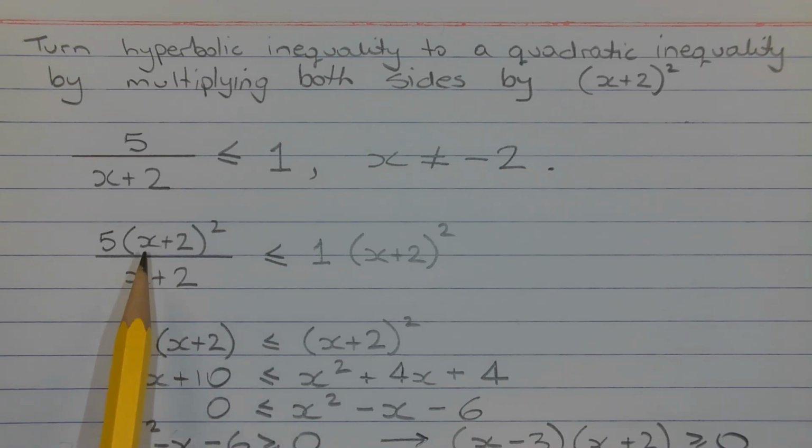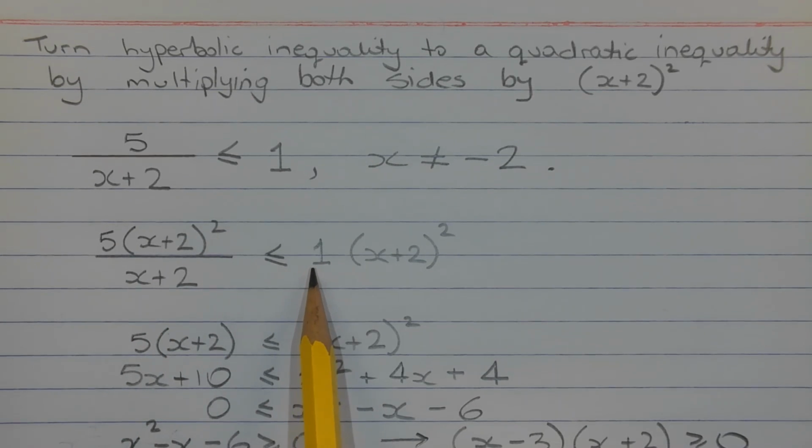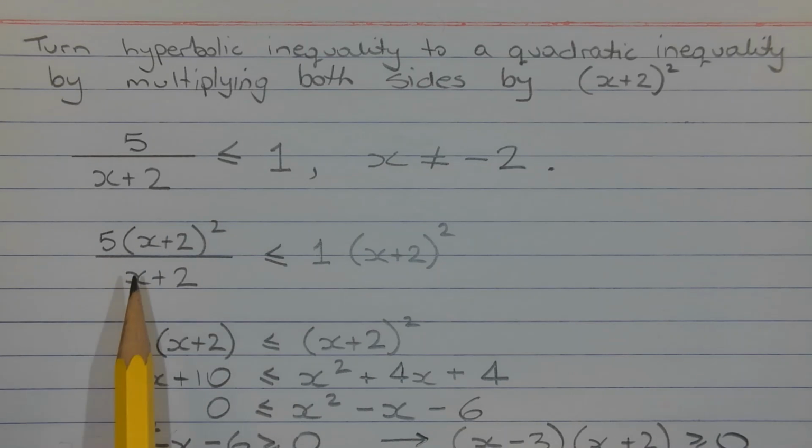Now multiplying both sides of this inequality by x plus 2 in brackets squared, we get 5 times x plus 2 in brackets squared over x plus 2 less than or equal to 1 times x plus 2 in brackets squared. Now simplifying the left-hand side, we have an x plus 2 in the numerator that'll cancel with x plus 2 in the denominator. So the left-hand side becomes 5 times x plus 2 in brackets less than or equal to x plus 2 in brackets squared.